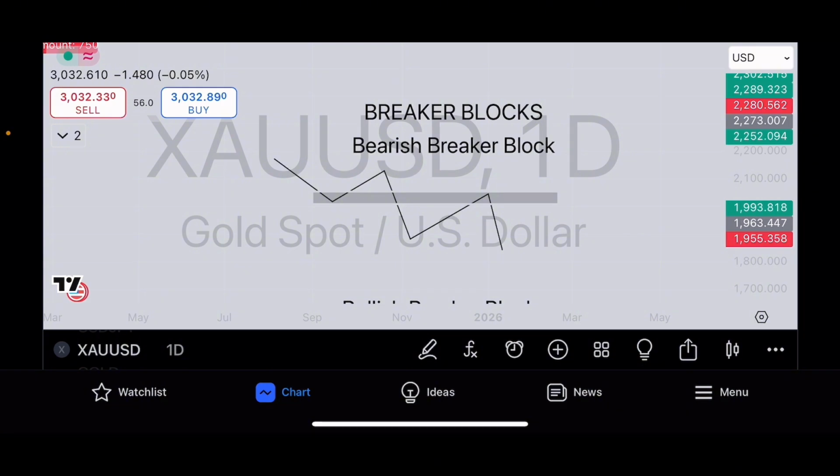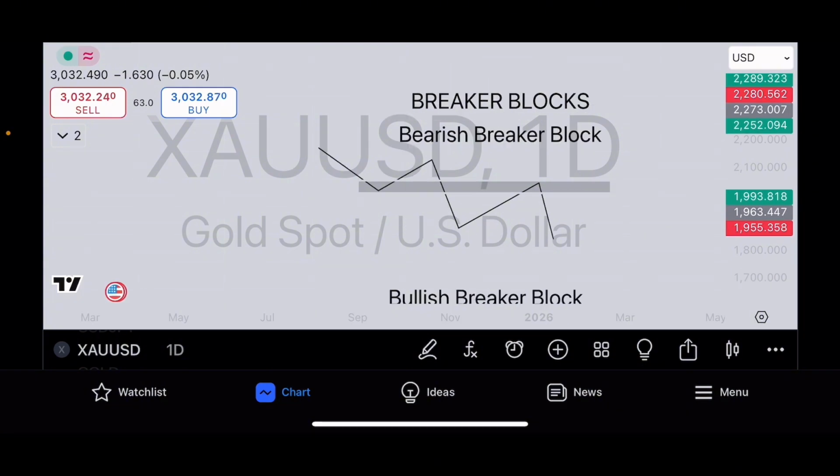So let's dive in. As you can see on my screen, I have a diagram which is showing what a bearish breakout block looks like. But before we even go into that, let me just tell you what a breakout block is. A breakout block is a demand or supply zone that changes from a demand to supply, or supply to demand.